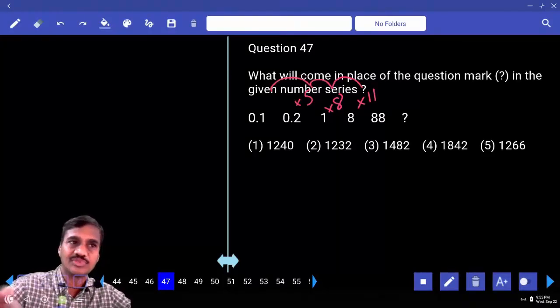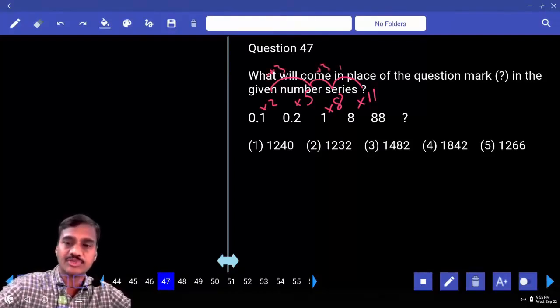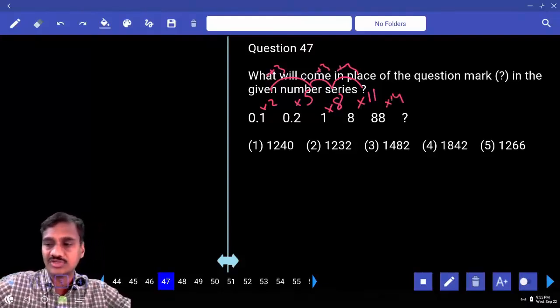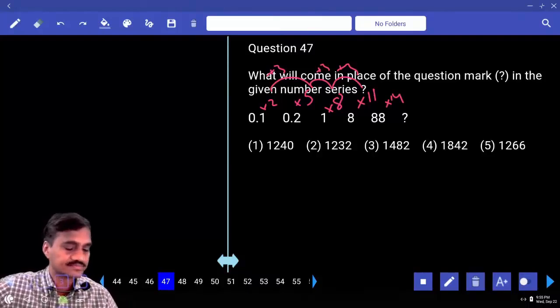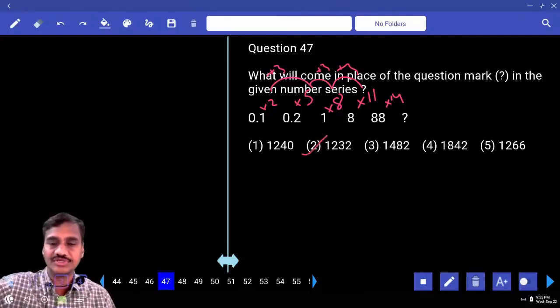Here something plus 3 must be 11. What should be here? Into 2. Look at the difference, plus 3. And 5 plus 3, 8. 8 plus 3, 11. 11 plus 3, 14. Now 88 into 14. The last digit must be how much? Tell me what is your answer here? 88 into 14? 1232.